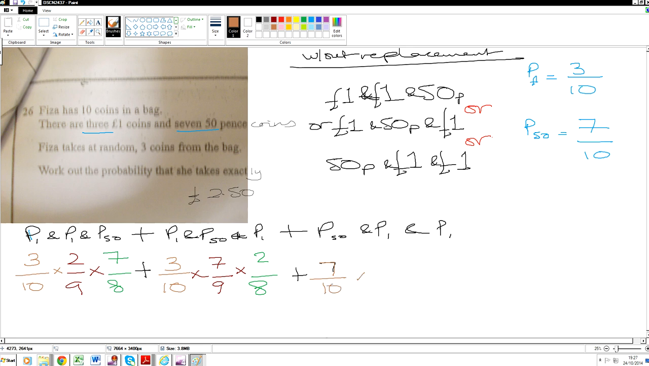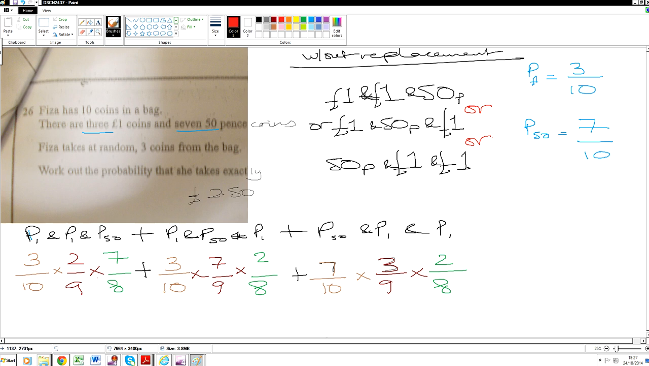Times by the probability of my first pound coming out, which is 3 out of 9, because you've taken one coin out, so you've only got 9 coins left. Then 2 out of 8, the probability of my next pound, as 2 pounds are left out of 8 coins. I get it now. Okay, now we need to start working this stuff out.